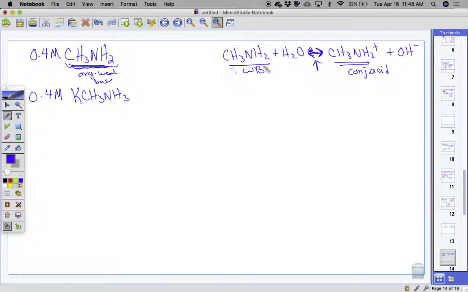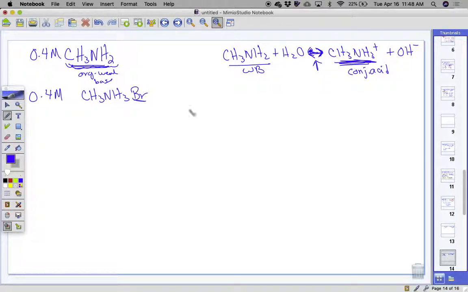All right, wait. This is our weak base. This is our conjugate acid. You can't add a cation to a cation. We can't do that. So we need an anion. What would be the better choice to put right here? Bromine, not OH. Bromine or Cl. Right. Sorry, good catch. That means you really get it.